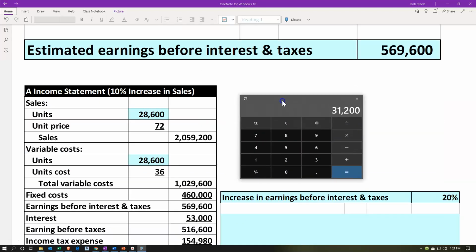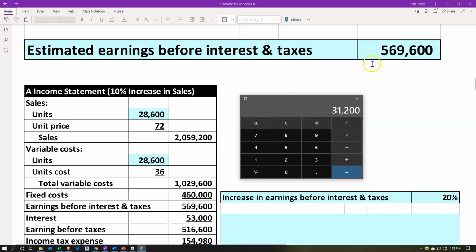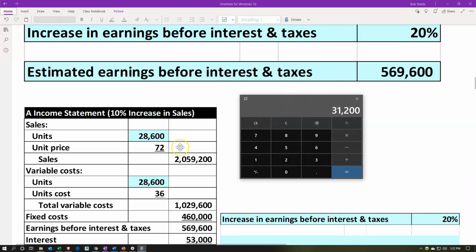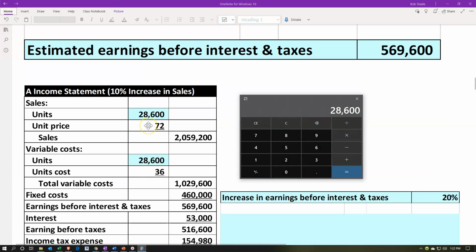So let's prove that by recalculating our entire income statement. We're going to take our income statement, but increase the sales by the 10%. We should see a bottom line increase in the earnings before interest and taxes, or operating income, of about 20%, to get us to that 569.6. So let's check that out. Here's our prior income statement. We're going to increase the units by the 10%: 26,000 times 1.10, 110%, so the units are now at 28.6. If I multiply that times the 72, it gives us 2,059,200.